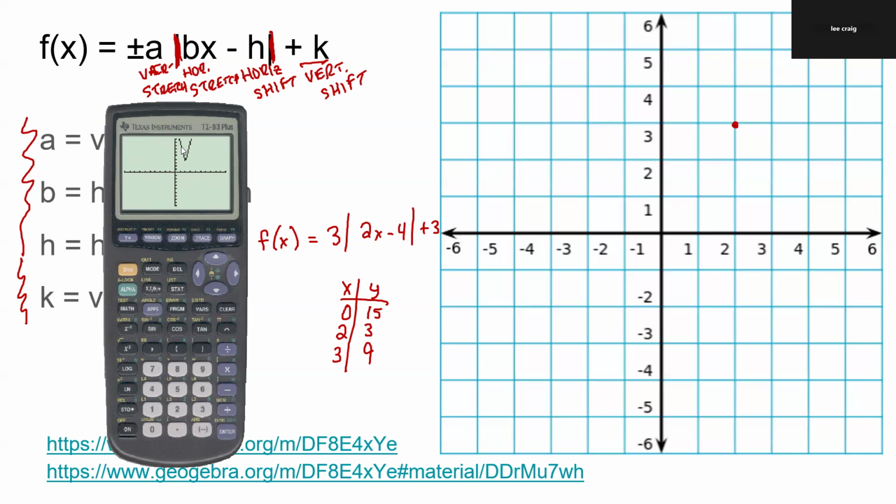They're getting a 1, 7, 3. That would be 6 minus 4 is 2, 6, 9.